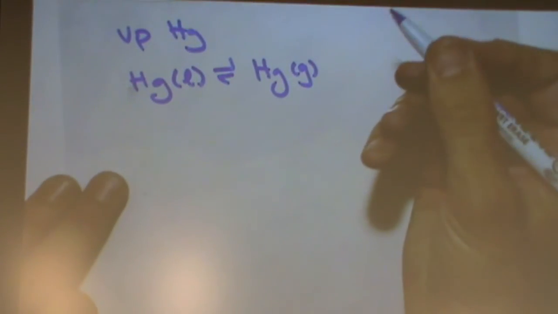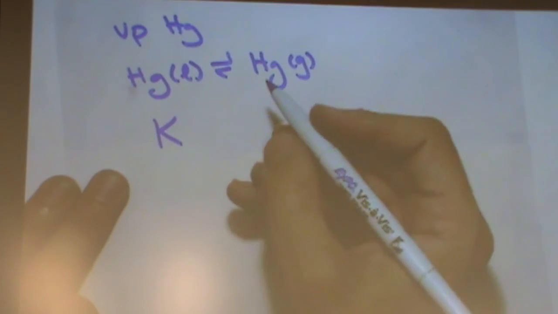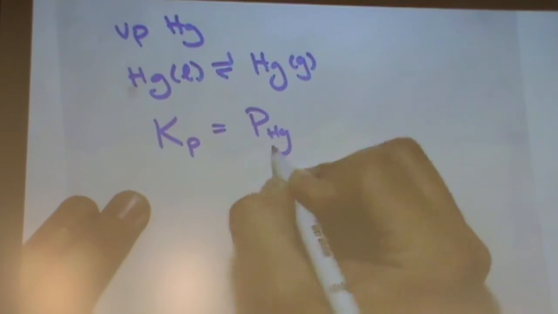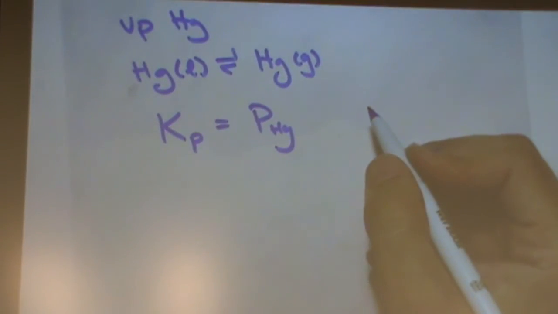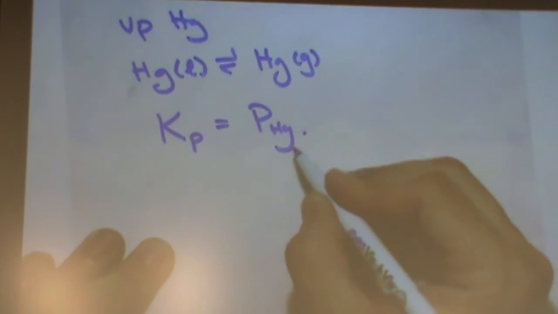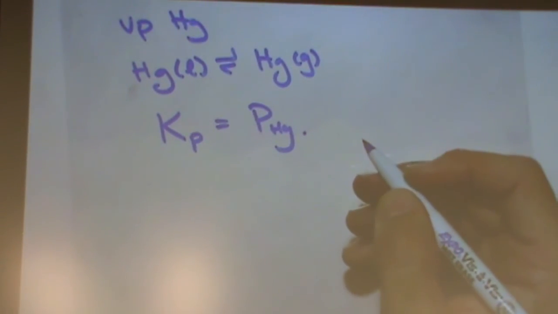Okay? All right. So then you're like, oh, I need the vapor pressure of mercury. Let's write the K value for that. K expression, Kp specifically. That's the partial pressure of mercury. That's it, because you ignore liquids. Remember? So once you have K, you have the partial pressure of mercury, which is the vapor pressure.